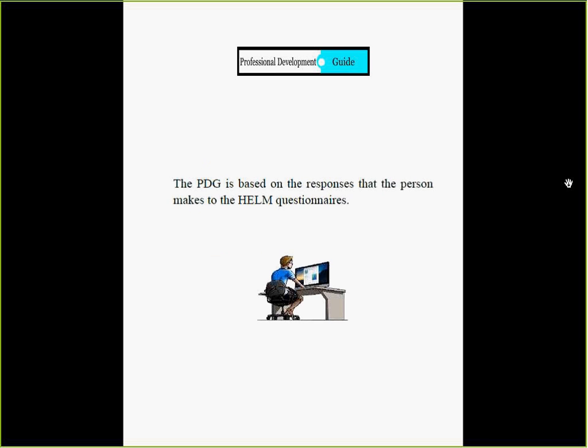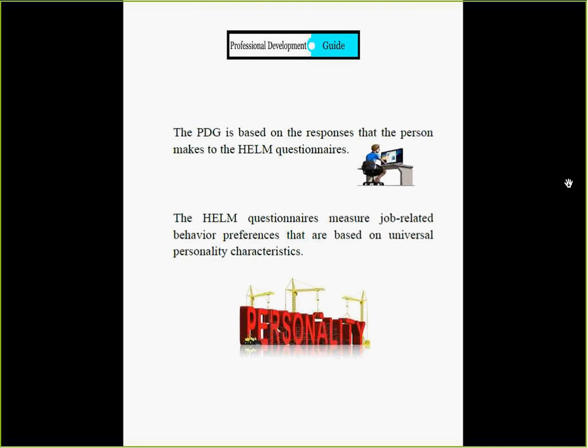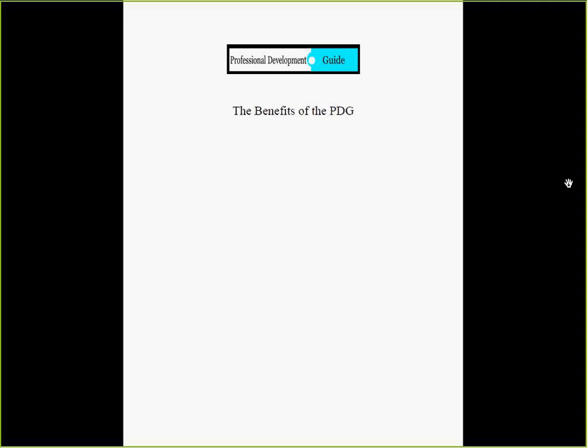The report is based on the responses that the person makes to the Helm questionnaires. The questionnaires measure job-related behavior preferences that are based on universal personality characteristics. Before we talk about the PDG in detail, I want to remind you about the benefits of the PDG for both your company and for the employee.